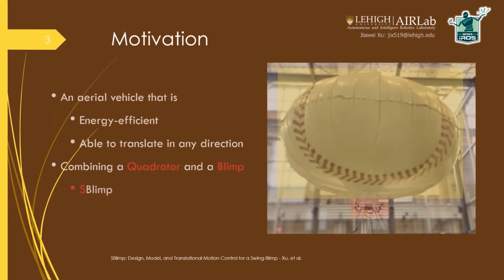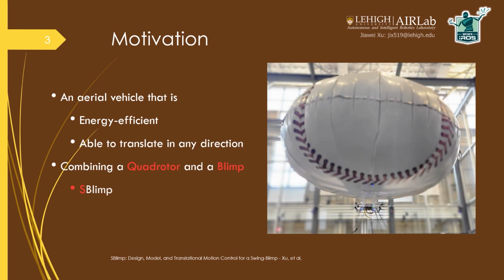The major advantages of an SBlimp are its energy efficiency and the ability to translate in any direction, which make them more suitable for certain tasks than other aerial vehicles such as long-distance drone delivery and aerial construction. Furthermore, its simplistic design and natural stability allow us to design a translational motion control that drives the blimp in any arbitrary direction without worrying about the rotational swinging error.